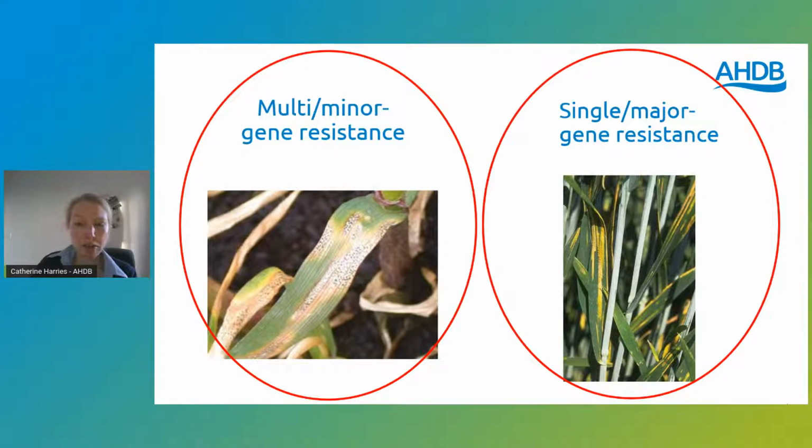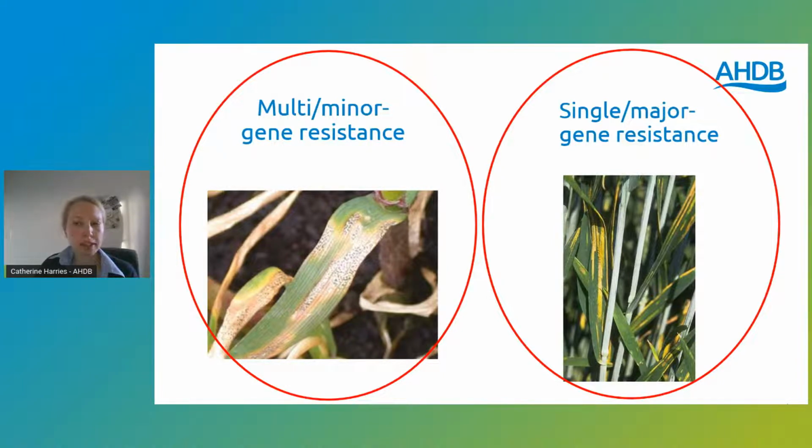So on the other hand, multi or minor gene resistance is when there are many genes that all give a small contribution to the resistance in a variety. And this means that if the pathogen population changes, the resistance is unlikely to be affected much, and the variety's resistance will be largely the same as before. And this is the sort of resistance we mainly have for septoria.